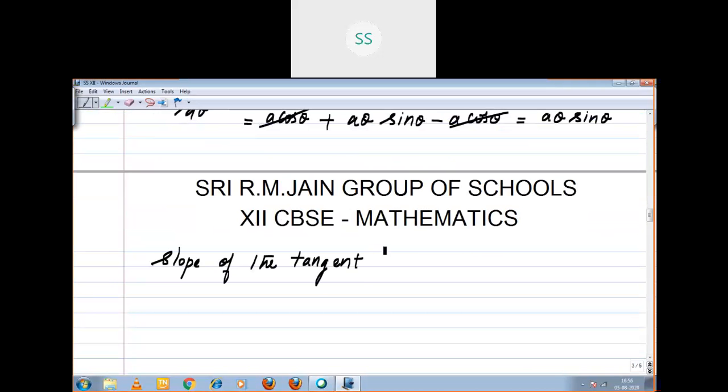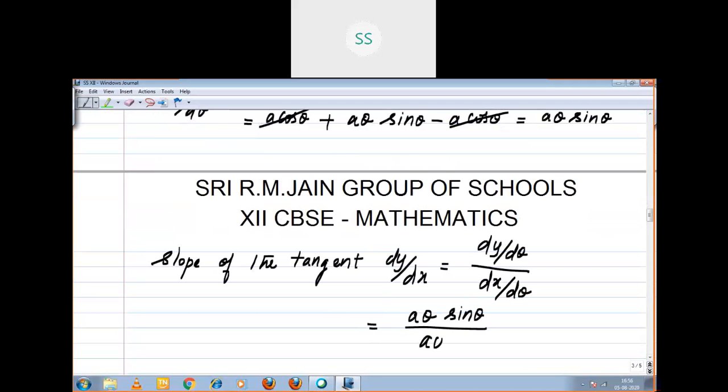From the above, how can you get dy by dx? dy by dx equals dy by d theta divided by dx by d theta. You have to be very careful, children. dy by d theta is a theta sin theta, dx by d theta is a theta cos theta. The a theta cancels, and you arrive at tan theta.